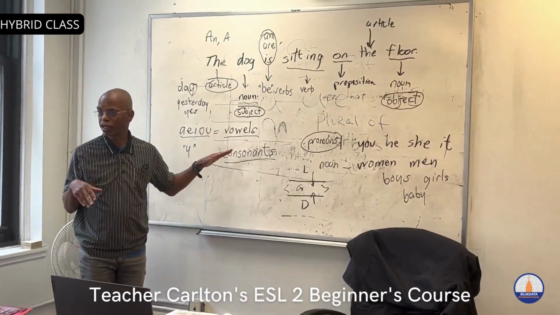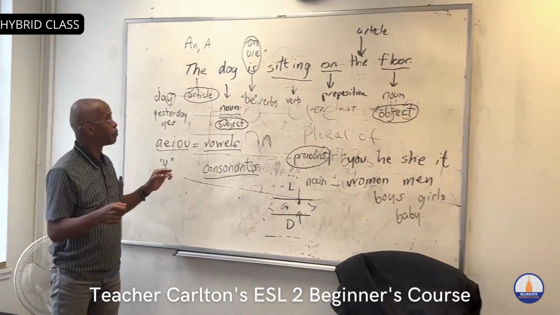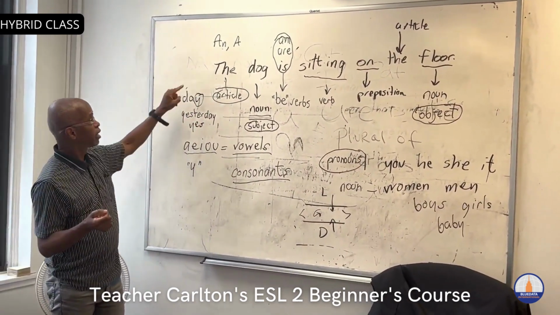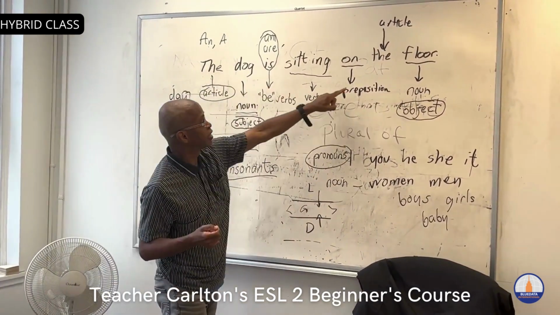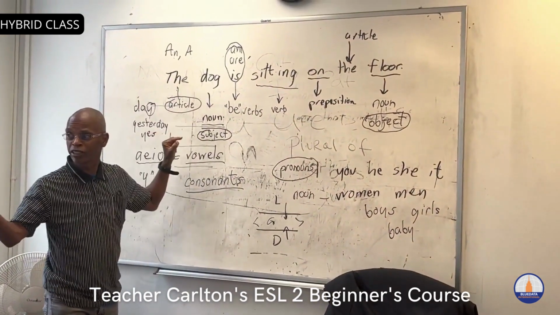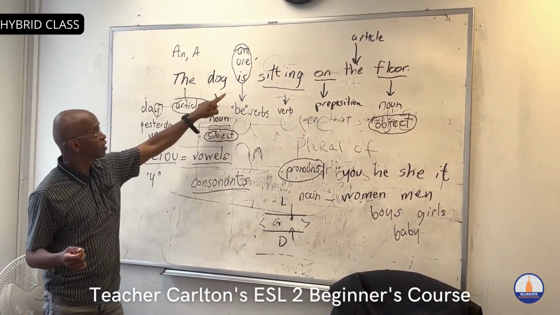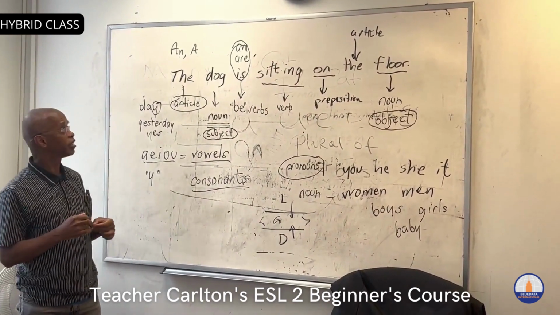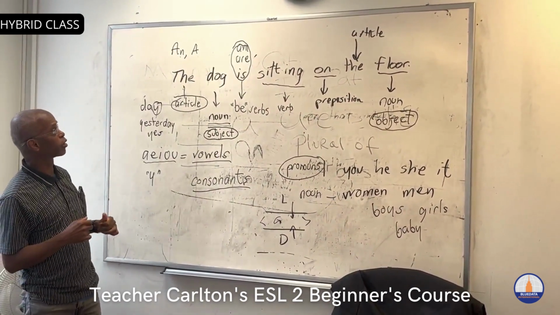Now, this is not in your textbook, but some of this, not everything, should have been in Unit 1, I think, or Level 1. But let's just go over the basic parts of a sentence. Let's hear you read this whole sentence. The dog is sitting on the floor. Yes, the dog is sitting on the floor.